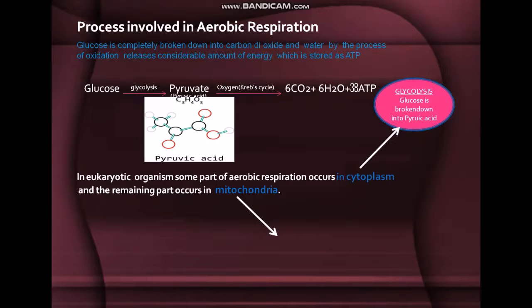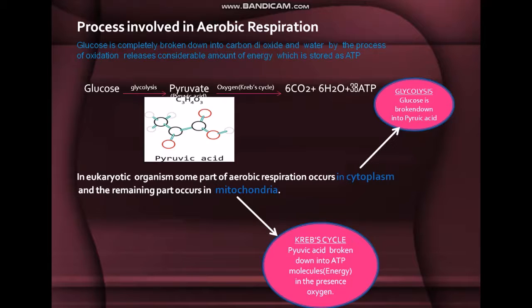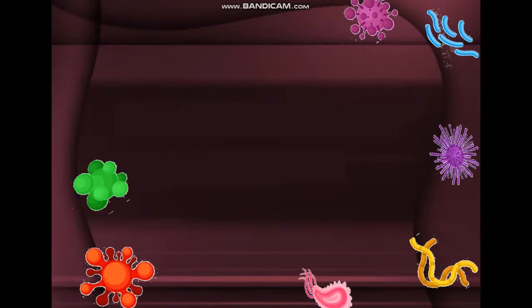So, we said the remaining part occurs in the mitochondria, isn't it? So that is called the Krebs cycle. Pyruvic acid is broken down into ATP molecules. ATP molecules are nothing but energy. That is, all this takes place in the presence of oxygen.